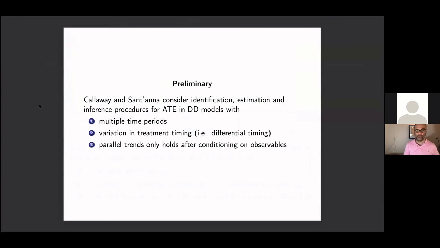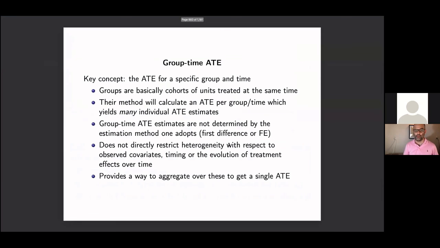All right. So Callaway and Santana are going to consider a model with multiple time periods, which is really common, differential timing, and parallel trends, right? So basically with or without observables, with or without covariates, okay? Now, what they're going to do is rather than just write down a regression equation and hope that the coefficient equals something we are intuitively searching for, Callaway and Santana will write down precisely an expression for the causal parameter they care about. They call it the group time ATT, right?